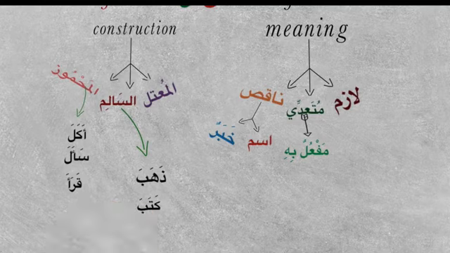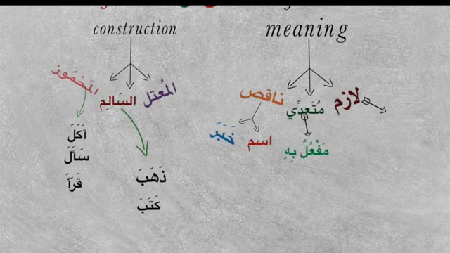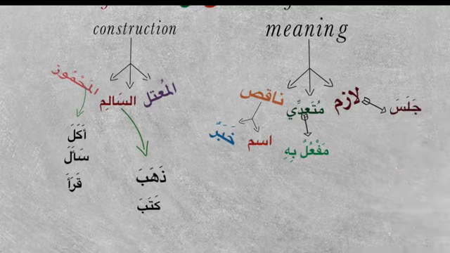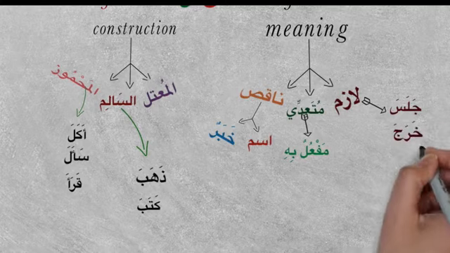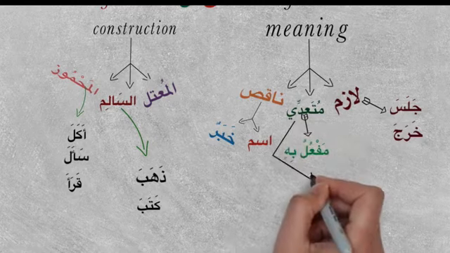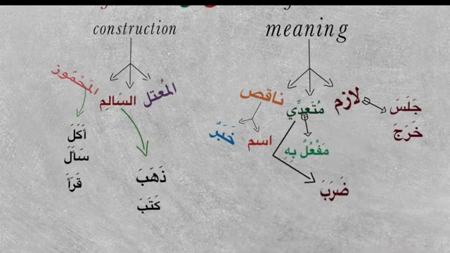Qara'a. And lazim is with the meaning, where the verb makes complete sense. We do not have to bring anything else to complete the meaning, like jalasa, he sat. That makes complete sense. And kharaja, he went out. From that, muta'addi, we need something else, like daraba. He hit. He hit whom? So we need to know extra. That is called maf'ulun bihi.